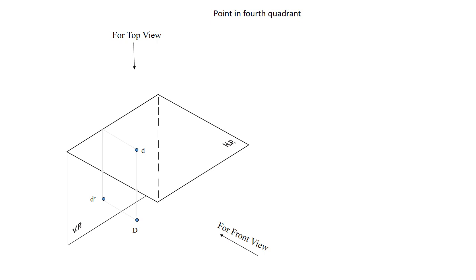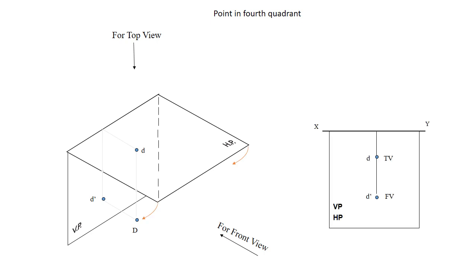If we want to draw its orthographic view or two-dimensional view, again we have to rotate this horizontal plane in the clockwise direction, which means we get both HP and VP below the XY line, and if we want to mark its front view and top view, both come below the XY line.